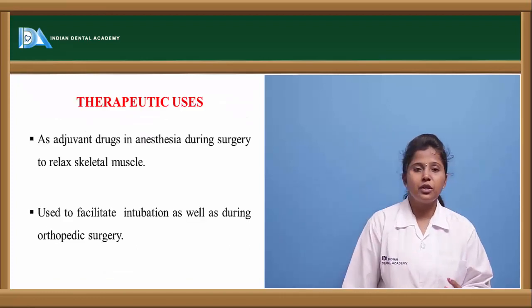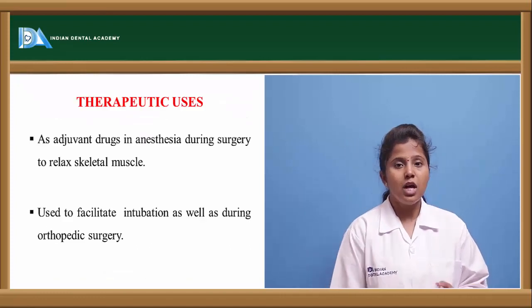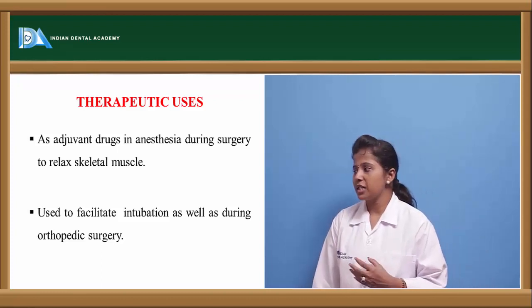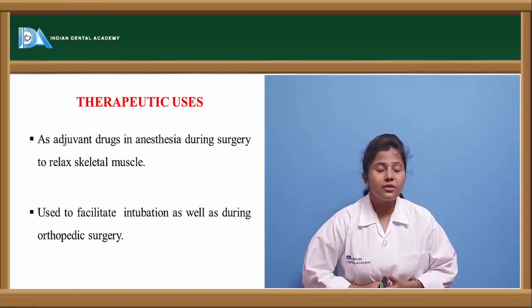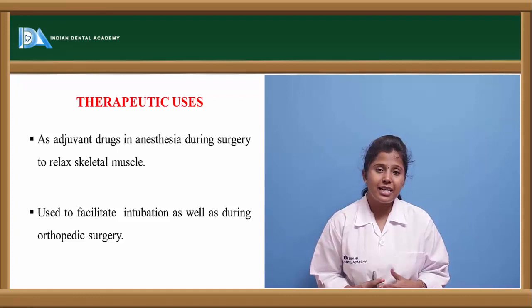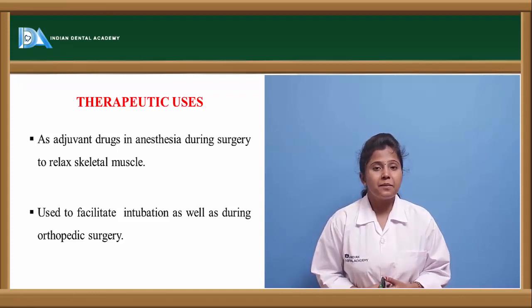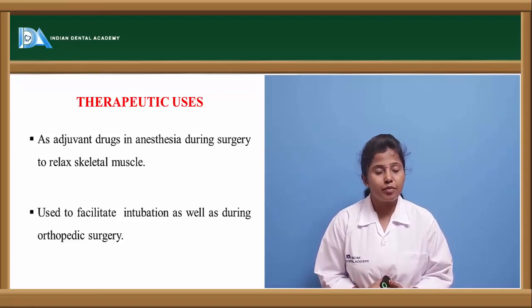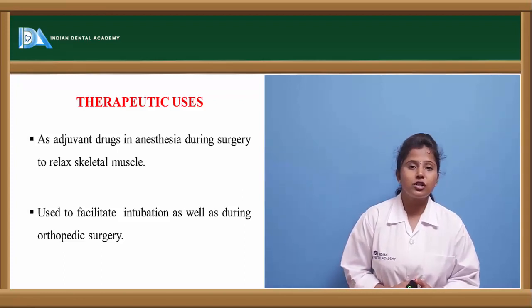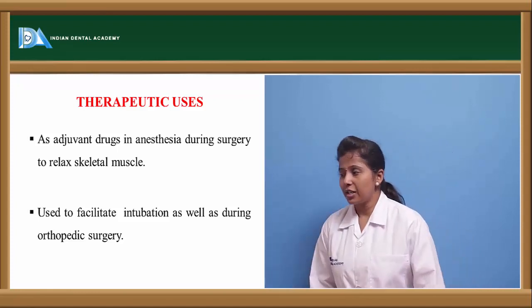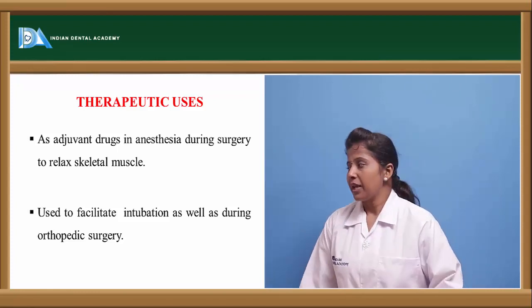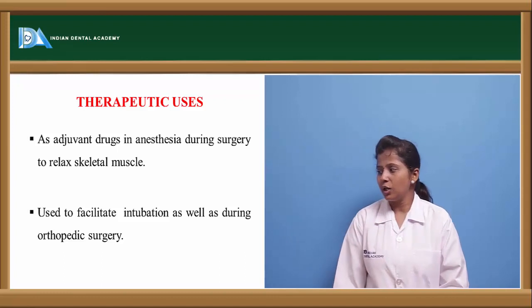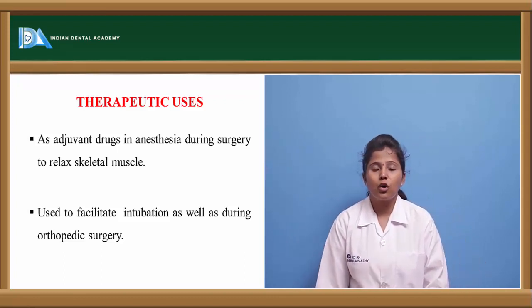What are the therapeutic uses of these neuromuscular blocking agents? These neuromuscular blocking agents have fewer therapeutic uses, but sometimes they are preferred to be given prior to surgery as they cause relaxation of the muscles. So prior to surgery, in order to cause muscle relaxation, these drugs are given as adjuvants, and they are used to facilitate intubation as well as during orthopedic surgery.